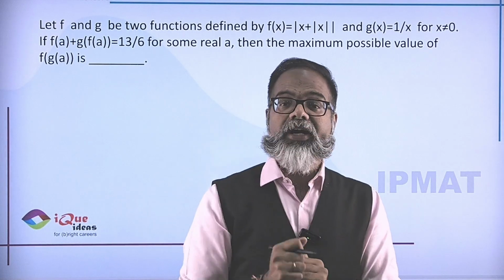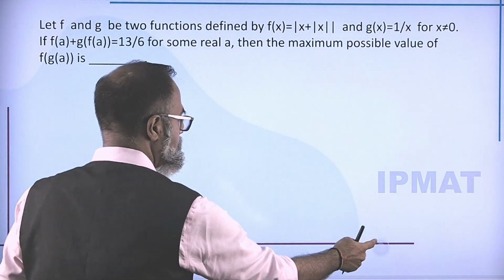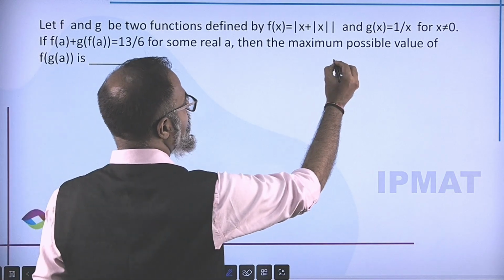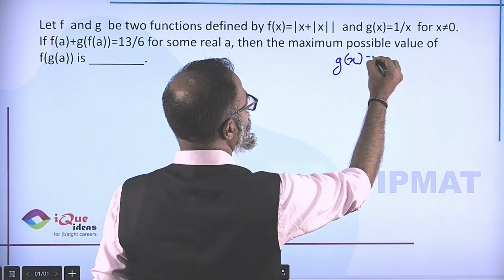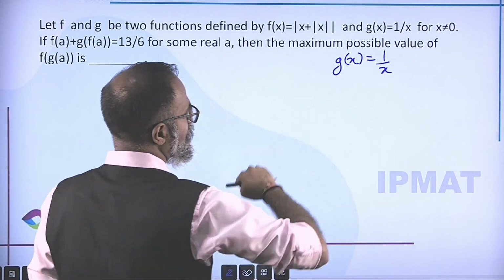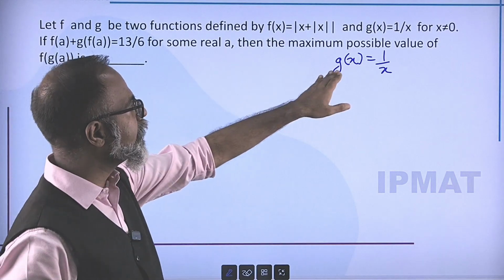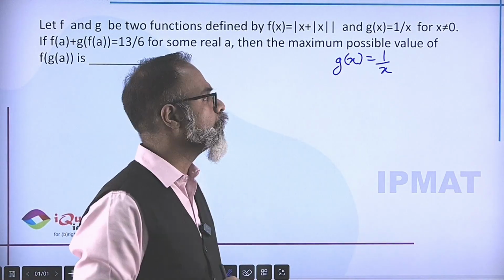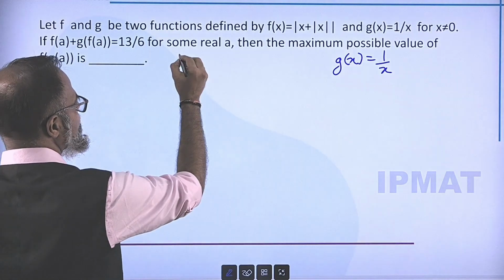Let us first understand what these two functions mean. g(x) is easy to understand, right? It's given g(x) = 1/x. So that's just the reciprocal of the number. Whatever number I put, the reciprocal of that number is g. So obviously x cannot be 0. The interesting thing is this.